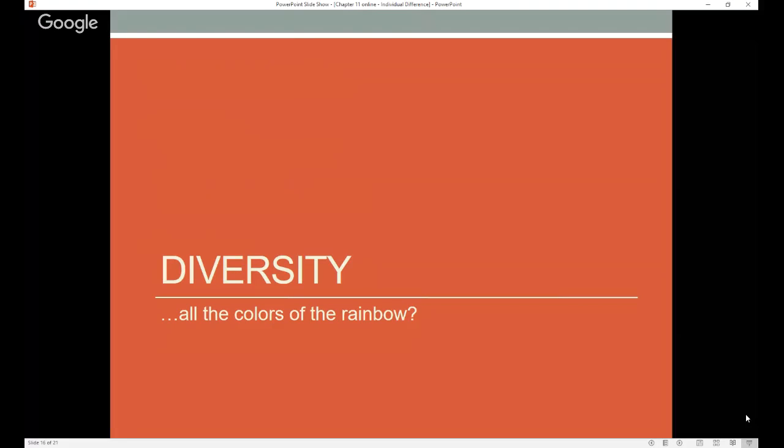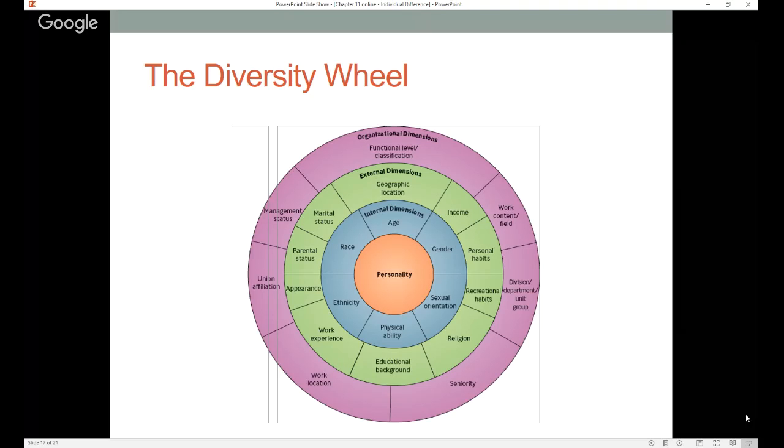What's the next parameter of individual differences? Diversity. Now, a lot of times in diversity, people only think of diversity as black or white, just the color of the skin. Remember, diversity is far, far, far beyond that. There are different layers to diversity. And if you look at this diversity wheel, it helps you understand.